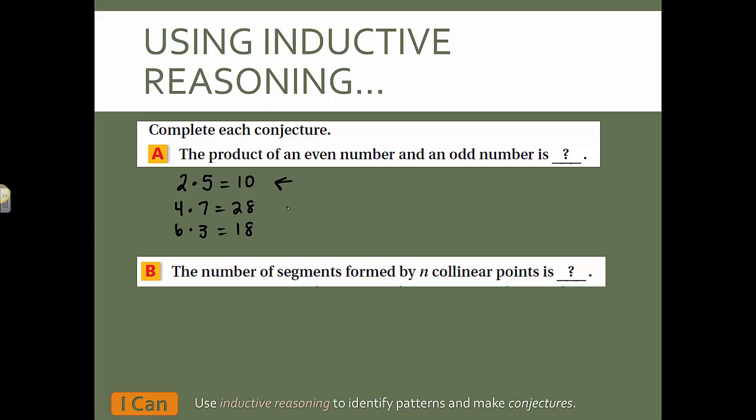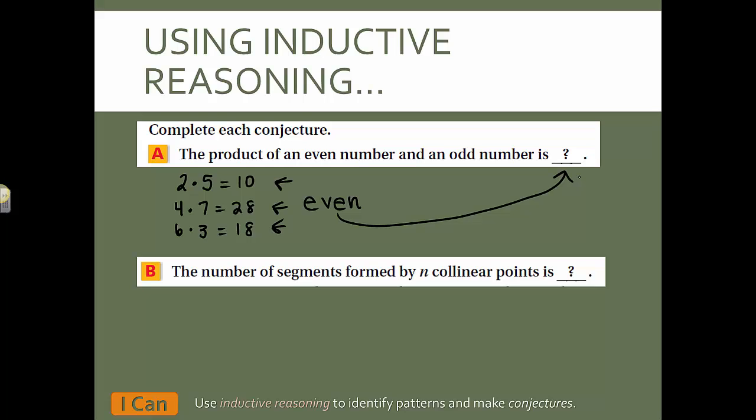And I notice that all of these numbers are even numbers. So that is my conjecture. Based on this inductive reasoning pattern that I found, the product of an even number and an odd number is even. So let's make a conjecture for the next one.